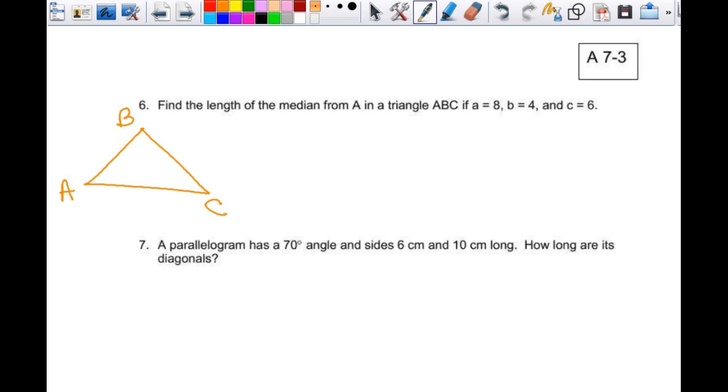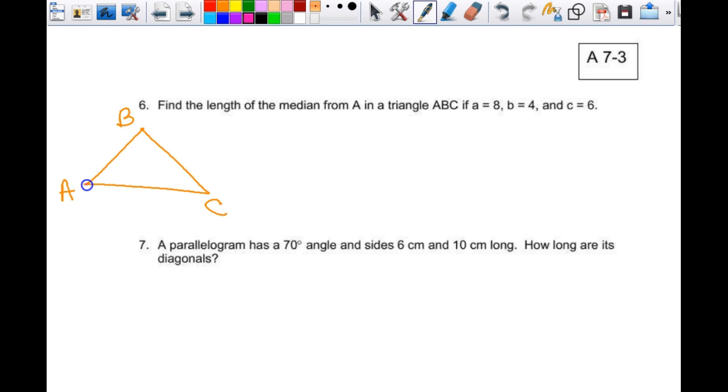So median means middle, but the median of a triangle would be like what kind of figure? Would it be a point, a circle, a line segment? Like what would the median itself be? A line, or a line segment, right? So we can find a length. So it's a line segment, and it means middle, right? And it says from A.